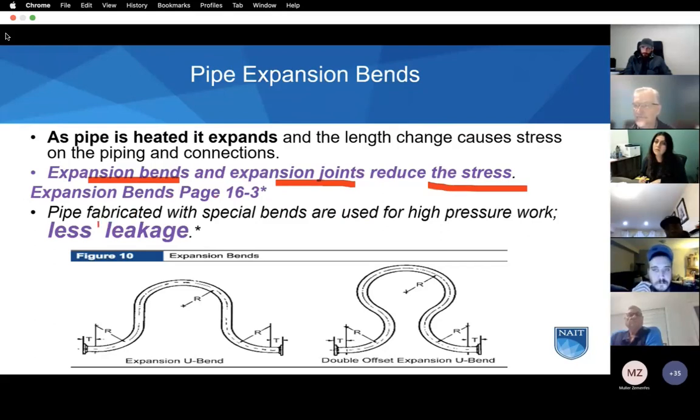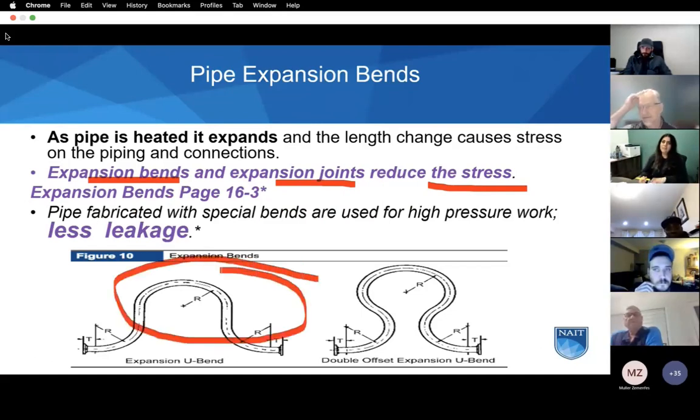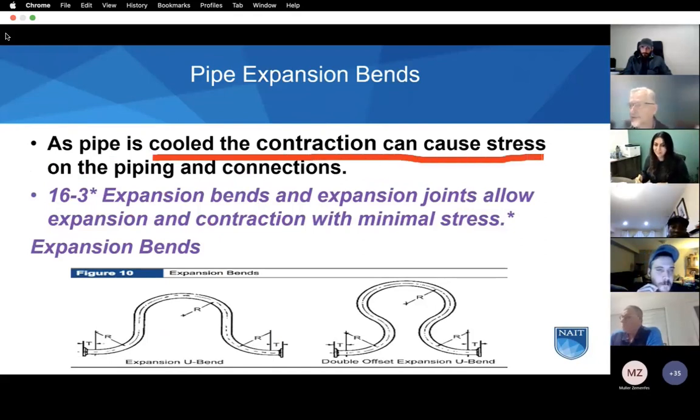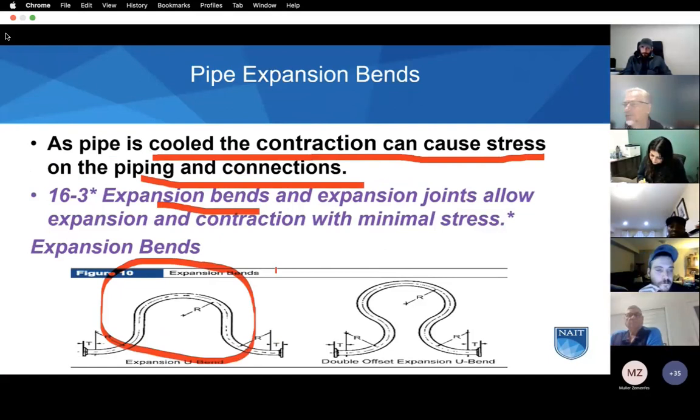And if the piping is very high pressure, usually you're going to see bends like this. Joints will be more possible places for leakage, but we'll look at both types. Pipe is cooled, so heating it up will cause it to grow, and when it's cooled, that means it will contract or get smaller, so we need to have something built in to absorb that.